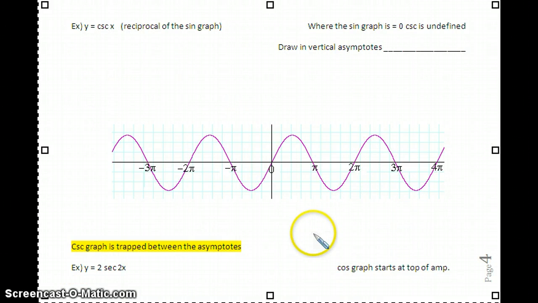So the cosecant graph is going to be the same thing. You'd want to start with the sine graph, and that's what I have down here. This pink graph is the sine graph. And what we'll do, again, is put dots on the graph wherever it is touching the x-axis, in other words, where it's equal to 0, because that's where I want to draw my vertical asymptotes.